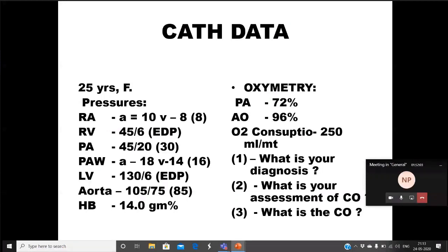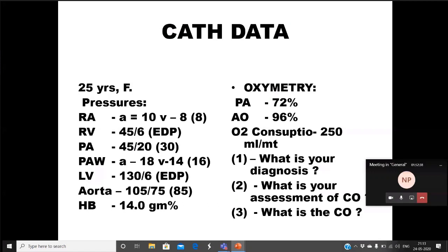What is the normal in a normal person with a normal hemoglobin? Pulmonary artery, aorta oxygen saturation. If you are told that you can have only one oximetry data and you have to give a comment about the cardiac output, what oximetry data will you use? SVC saturation? Pulmonary artery.